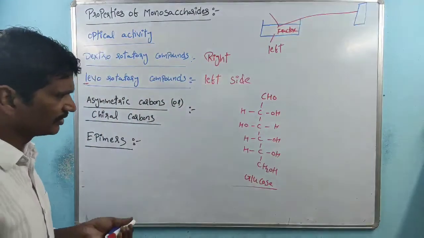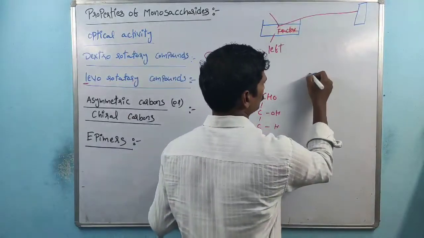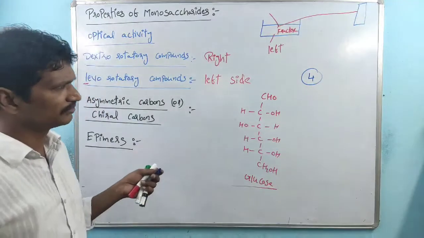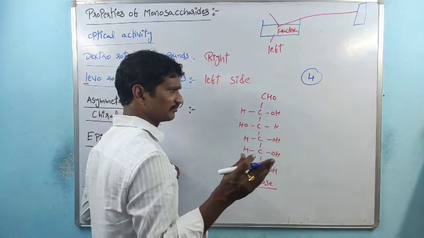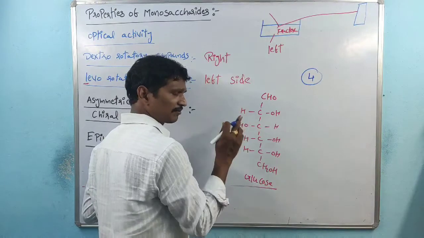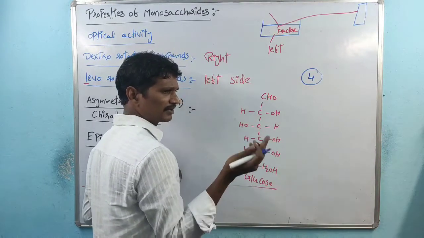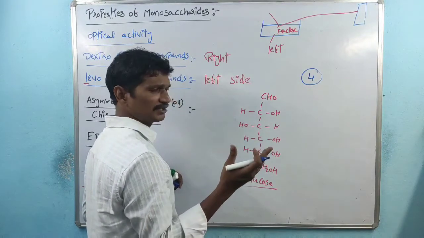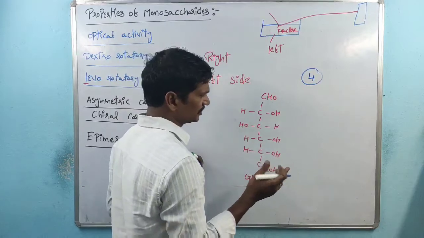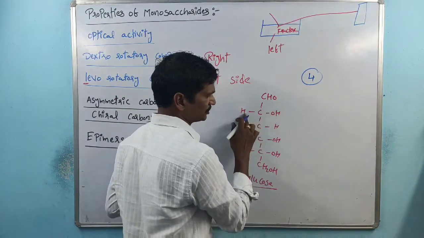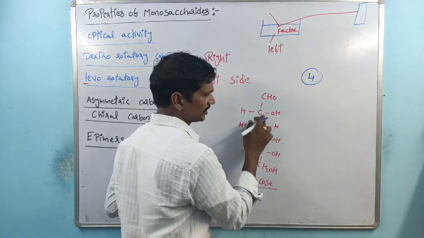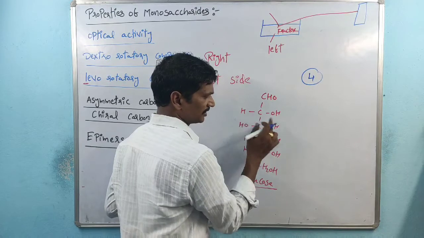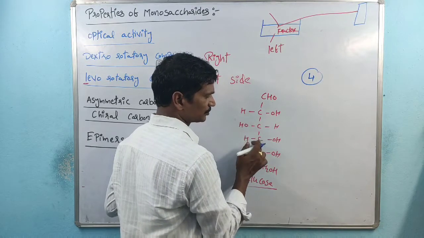Glucose has 4 asymmetric carbons. So how does glucose have 4 asymmetric carbons? You said the definition: the carbon atom interacting with four different types of molecules, right? So that kind of carbons are called asymmetric carbons. This is the carbon CHO, HOH. This is the carbon, this is the carbon, and this is also a carbon.